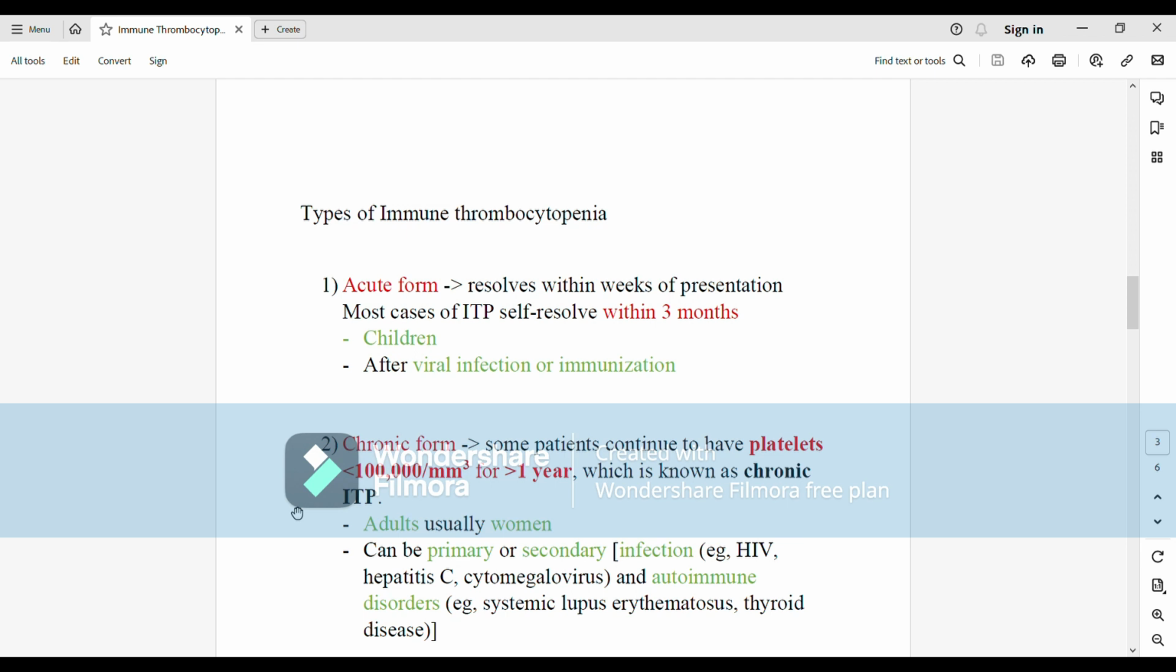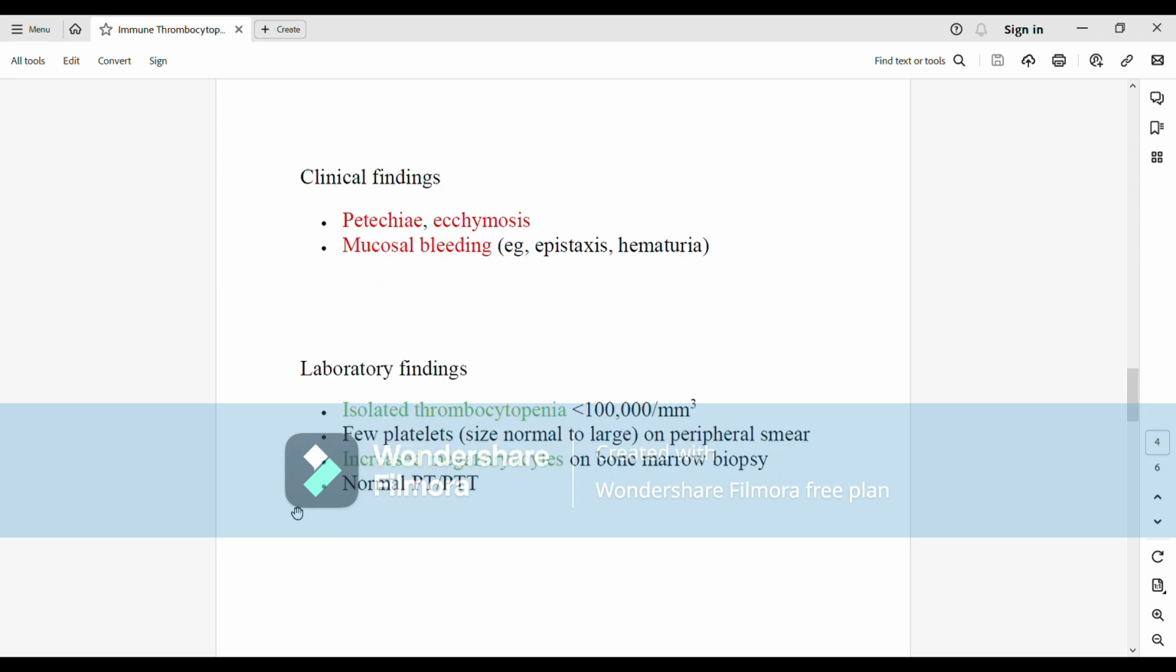So what we have talked about up till now is that immune thrombocytopenia is a decrease in the number of platelets due to the formation of antibodies which is coming from the spleen, and it has two forms. It has the acute form and the chronic form. The acute form resolves quickly. It happens in children usually after a viral infection or immunization. The chronic form will persist for more than 1 year and it usually happens in adults, usually women, and it can be primary, we do not know the cause, or it can be secondary to some known infection or autoimmune process.